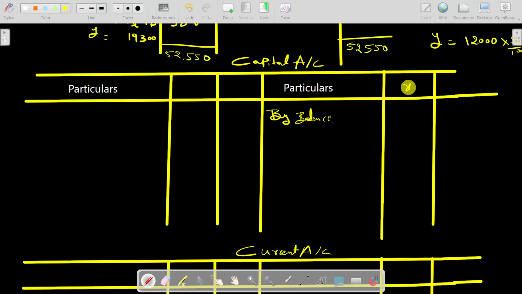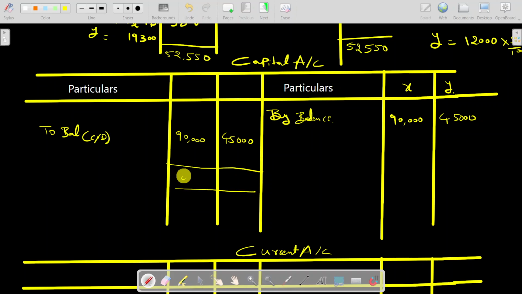How much balance do they have? X and Y, 90,000 and 45,000. Here, balance carried forward. How much? 90,000, 45,000. No other things come in the capital accounts here because capitals are fixed here.